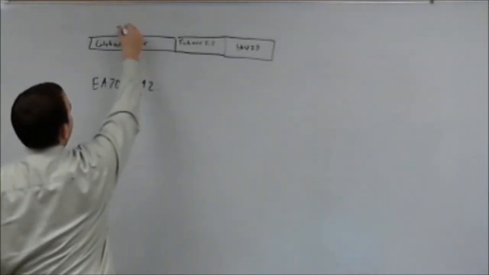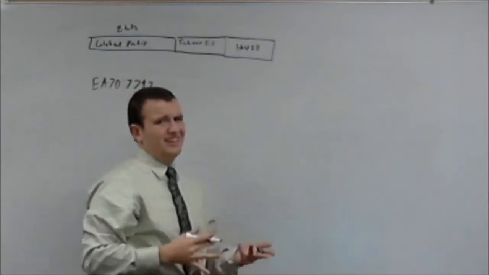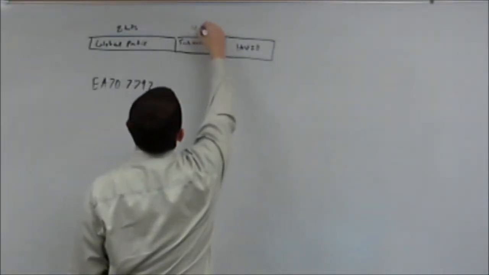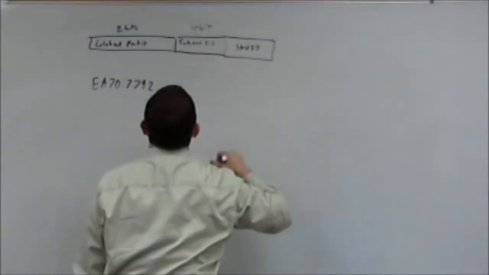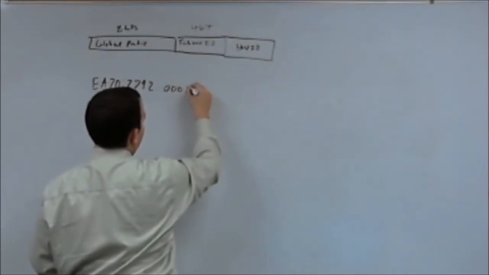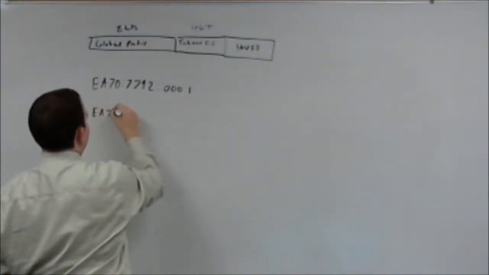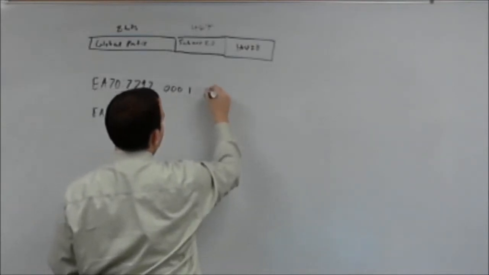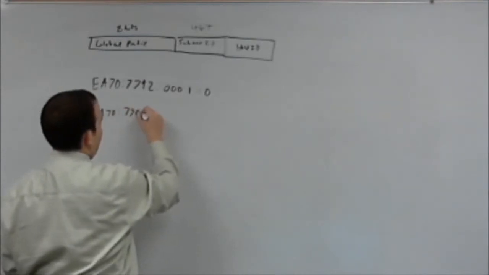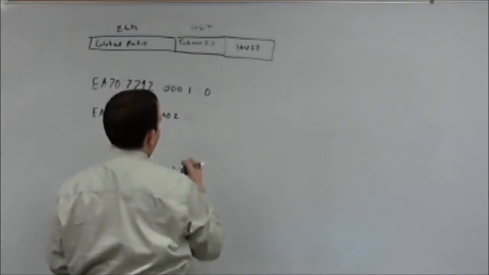So it's 8 bits. You only want a 4-bit subnet ID because you really don't need that many subnets. So you're going to just add a 4-bit subnet ID on top of it. And let's say we're going to start with 0001. And then you're going to have EA70, and then of course that subnet will be that. You've got 7792 with 0002 and that subnet.